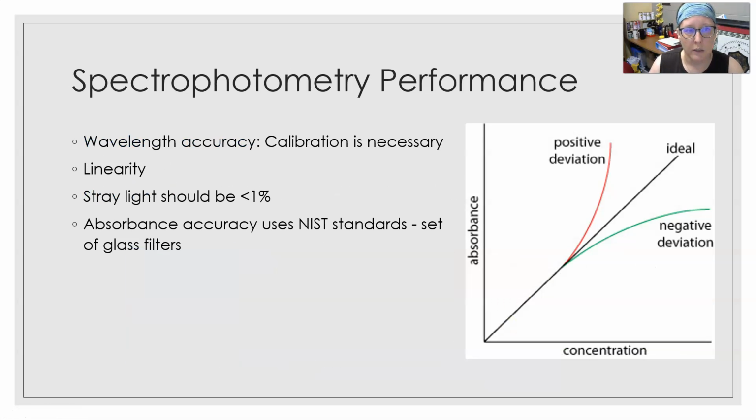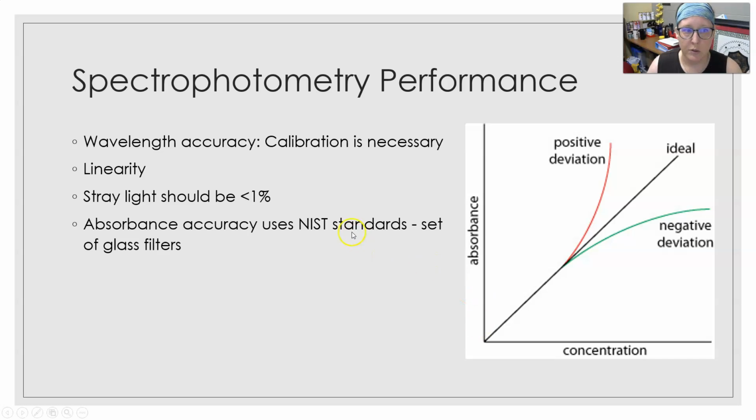And then a little bit more on spectrophotometry performance. So you want to ensure that your wavelength is accurate. If it says 550 nanometers is what's needed, we want to make sure that that's where you're at. And so you can calibrate analyzers to calibrate the wavelength accuracy.